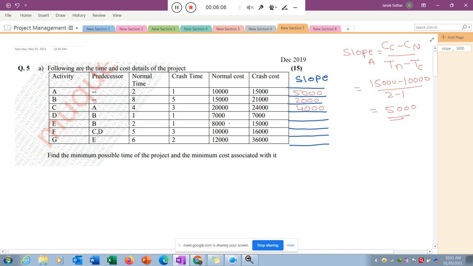For activity D, the slope is 7000 minus 7000, which means crashing is not possible. Without crashing we cannot reduce it, because 7000 minus 7000 is equal to 0. That particular activity will take that amount of time, the processing time, I assume. So if you increase the cost on that particular activity, it will not work. That is activity D.